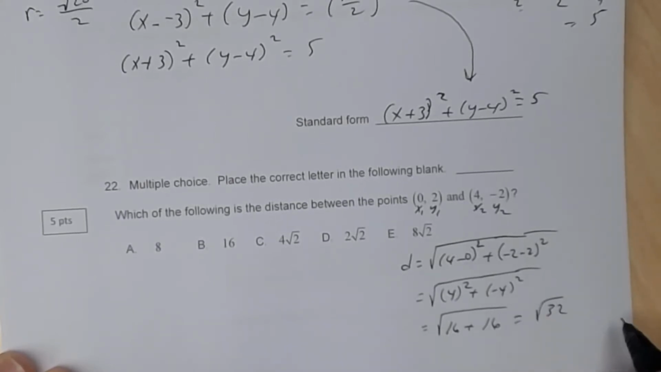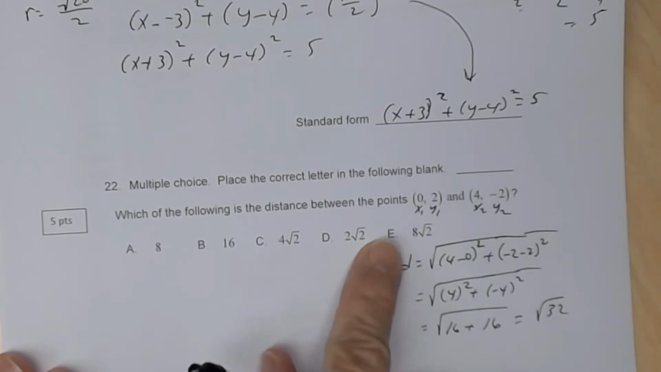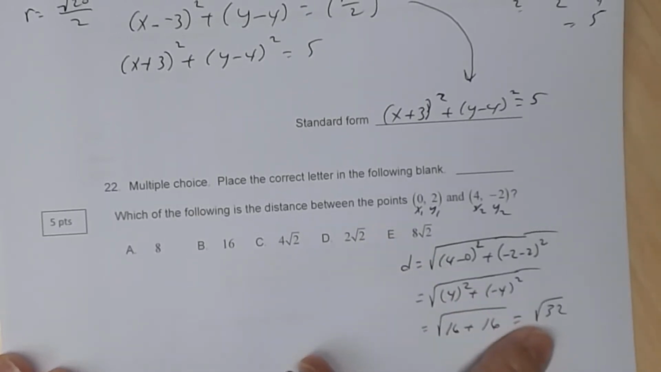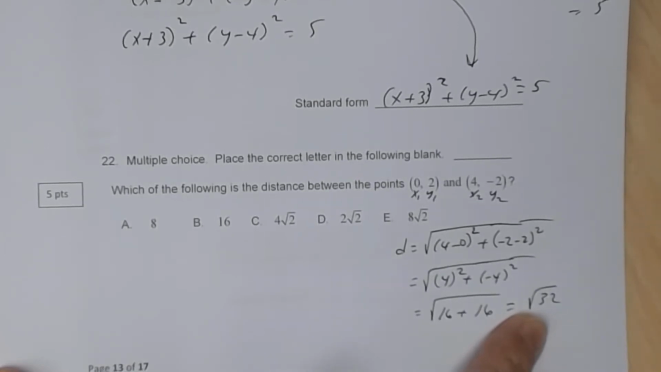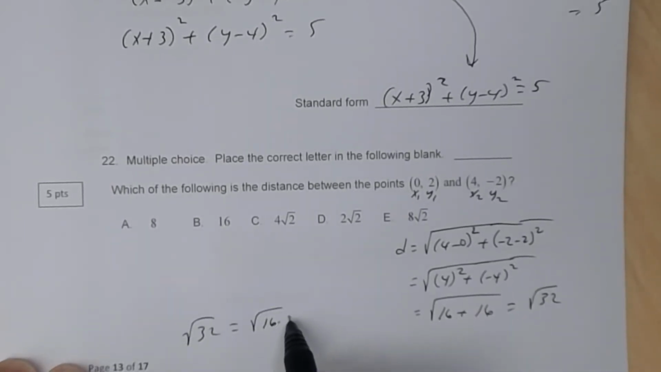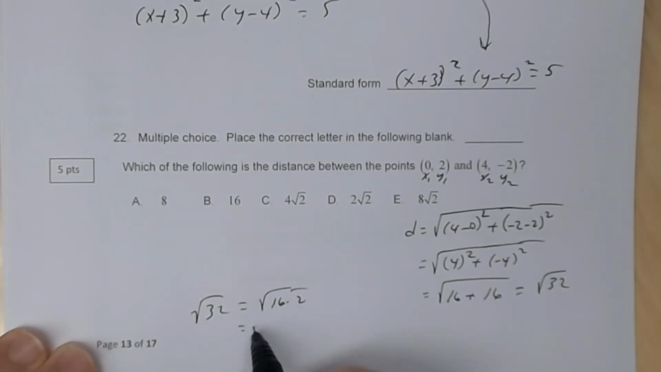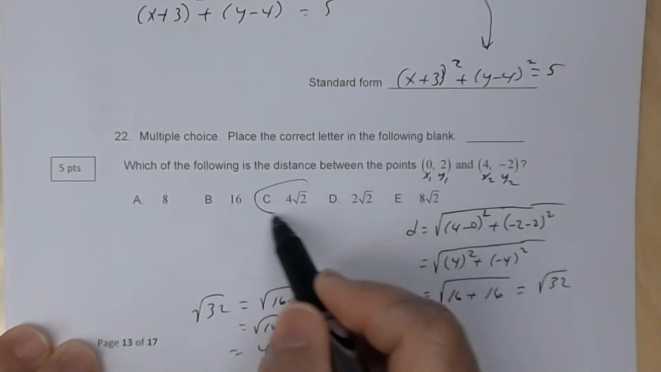So you get the square root of 32. Now note the square root of 32 is not listed anywhere in here. That's because you have to simplify the square root of 32. Now always look for the largest perfect square that goes into 32. So the largest perfect square that goes into 32 is 16. So the square root of 32 is the square root of 16 times 2. And so I can write this as the square root of 16 times the square root of 2, so it becomes 4 square root of 2. So 4 square root of 2 is c.